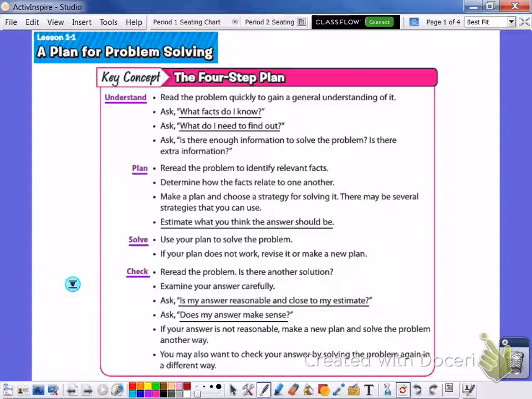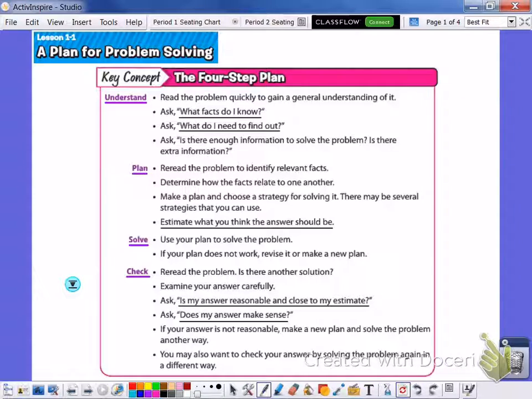And finally, we're going to check the problem. Always make sure you reread the problem and just determine, is there another solution or does your solution actually make sense? Examine your answer carefully. Ask yourself things like, is my answer reasonable or close to my estimate? And also, does my answer make sense, like I said before?